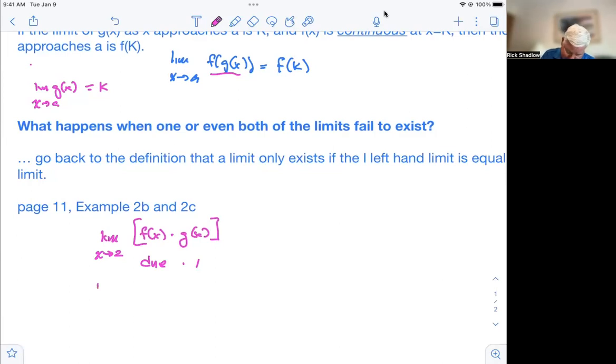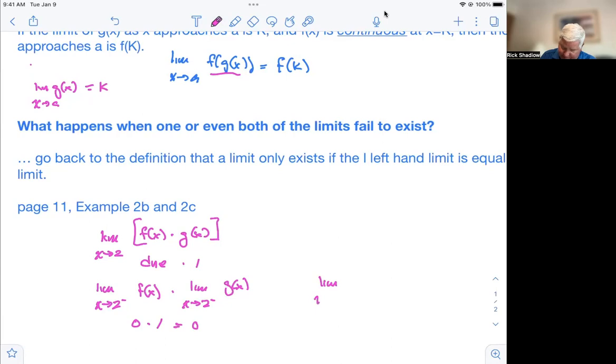So I want to look at the scenario where, as x approaches 2 from the left, the limit of f of x times the limit as x approaches 2 from the left of g of x. And those values, as x approaches 2 from the left, that is going to be 0. And this is going to still be, of course, 1. And that product would be 0.